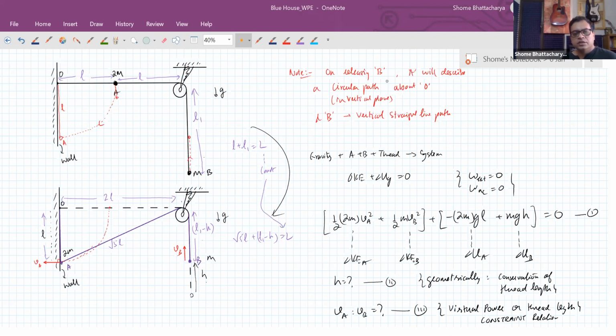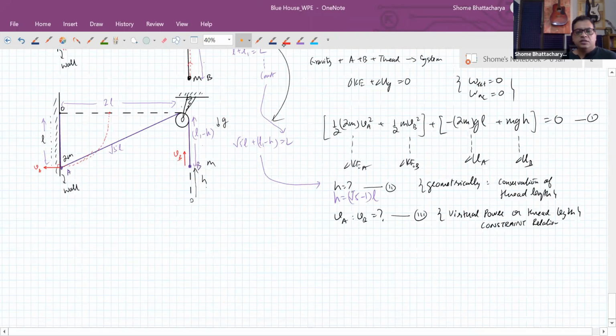Yes, very good. That's correct. So that's this. This will tell us that H is root 5 minus 1 into L. Okay. Next thing, the constraint relation. For that, you can just use virtual power.